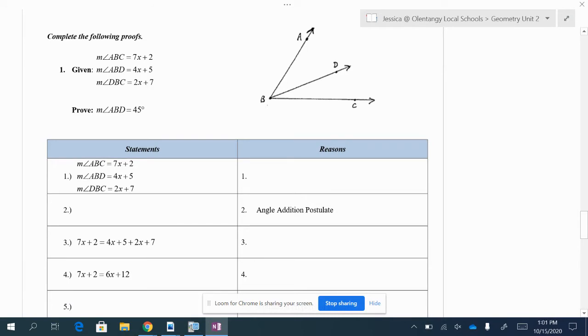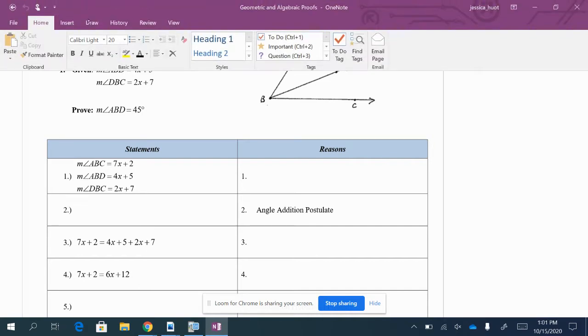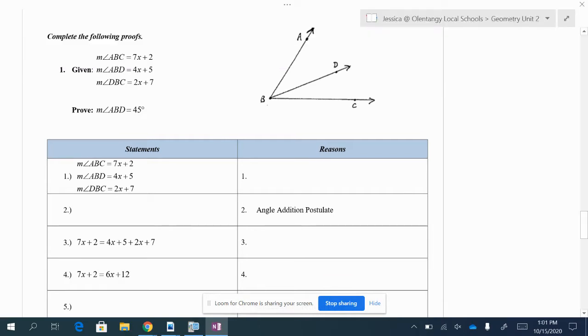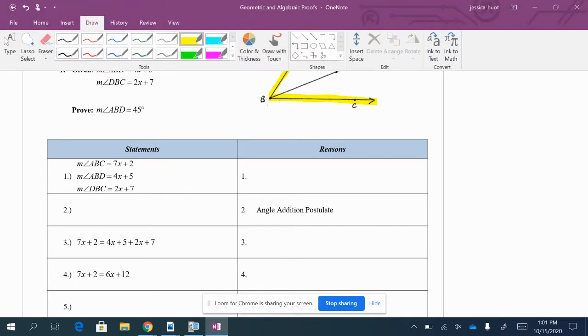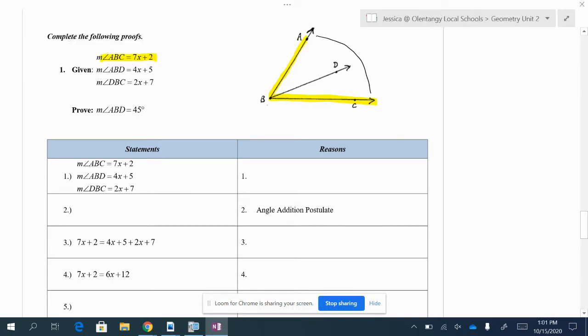What I told them is you should probably get in the habit of labeling your picture. It's not going to be as crucial now as it will be in the future, but just to get in the habit of it. So if I go ahead and show you, ABC is 7x plus 2. So here's A, then B, and C. Okay, so that whole entire thing is 7x plus 2.